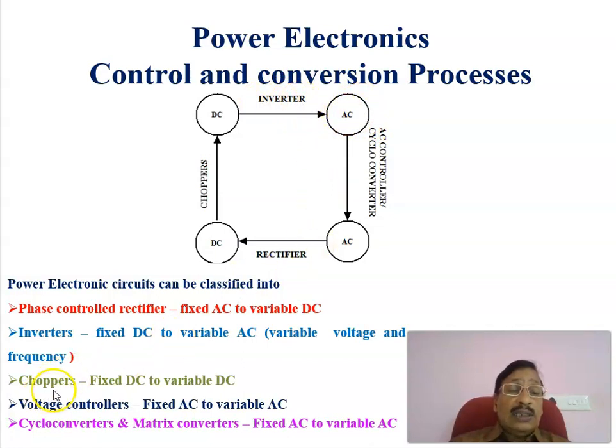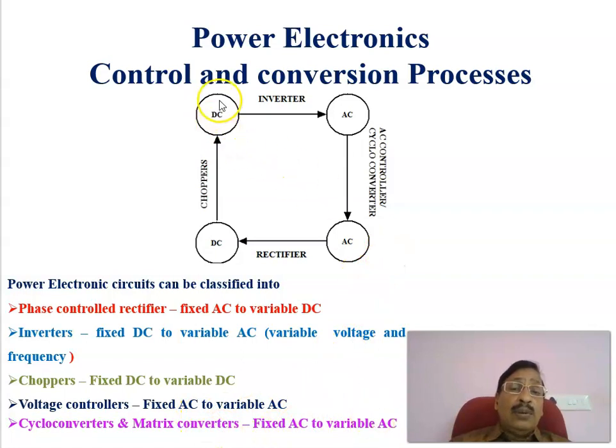Then the third category is a chopper. Chopper means that if you have a fixed DC and you want to convert it to a variable DC, then it is a DC to DC converter. In that case, the power modulator is working as a chopper. Then another one is the AC to AC controller. You have a fixed AC, but you want to get a variable AC with variable voltage and variable frequency, then we will be using an AC voltage controller, or we can use a cycloconverter.